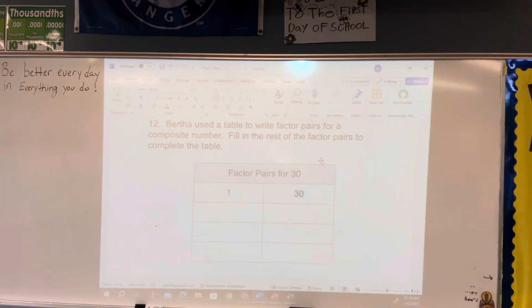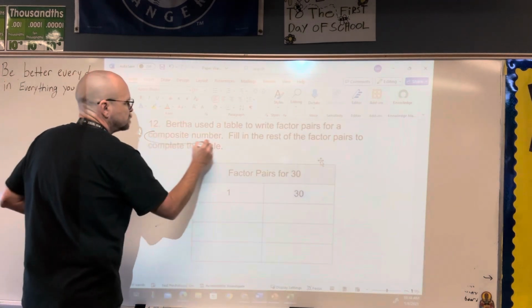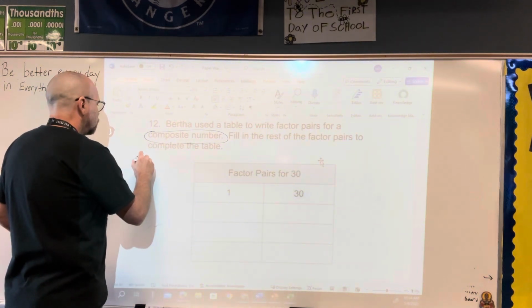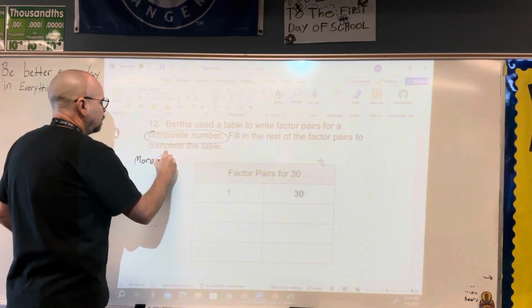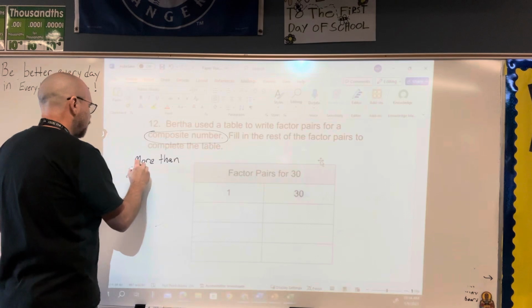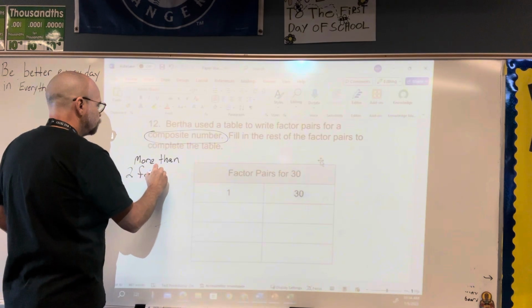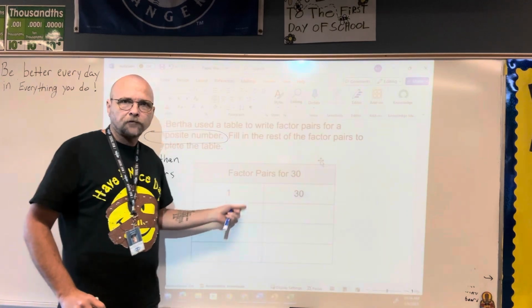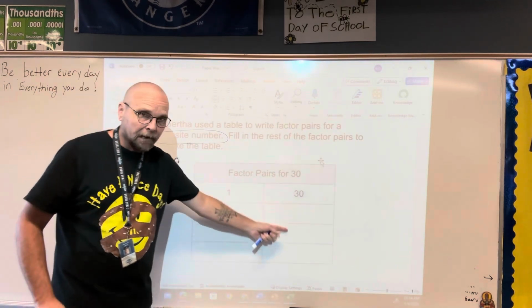All right, we have done this problem before. Bertha used a table to write factor pairs for a composite number. Fill in the rest of the factor pairs to complete the table. Well, first we need to know what a composite number is. A composite number has more than 2 factors. If we look here, this is going to show us all of the factor pairs. This tells us how many we need to have.